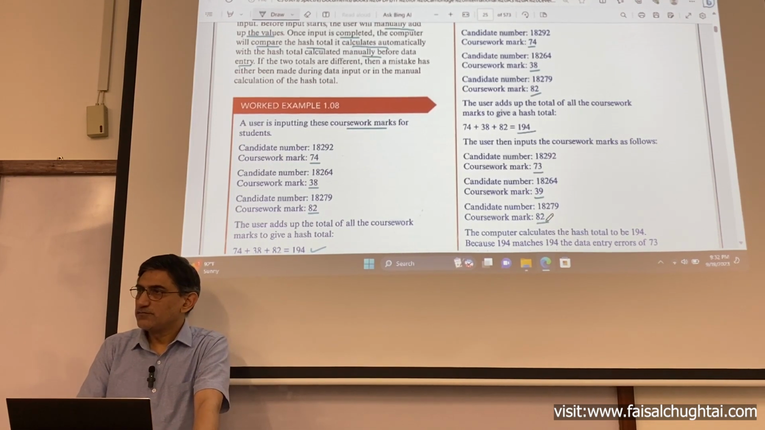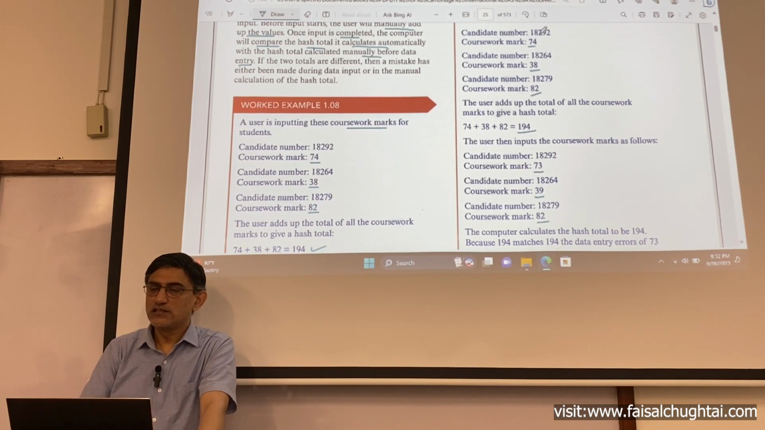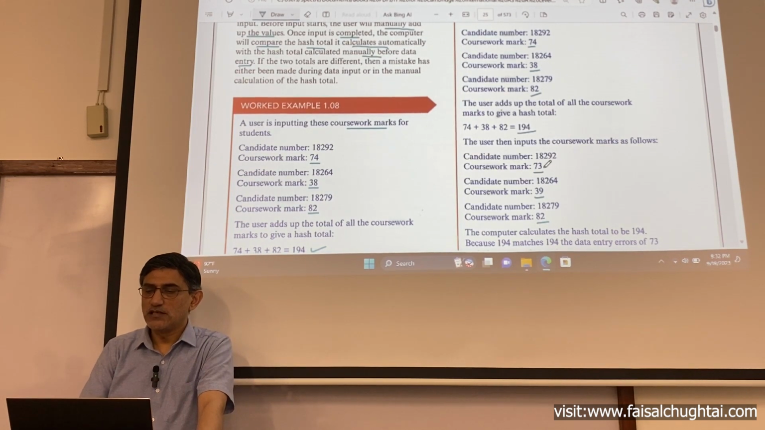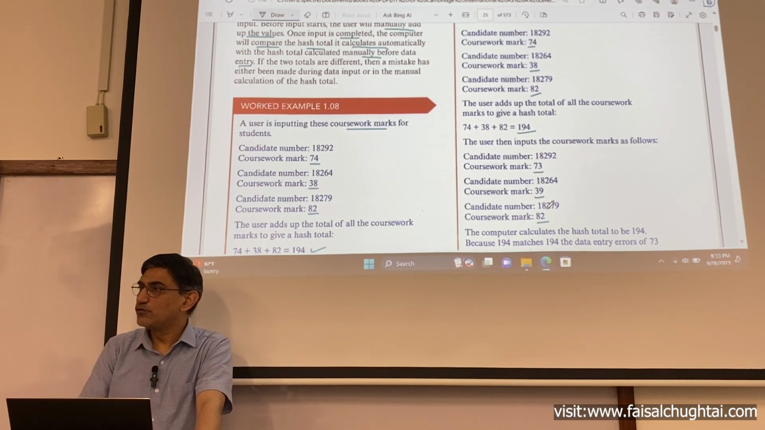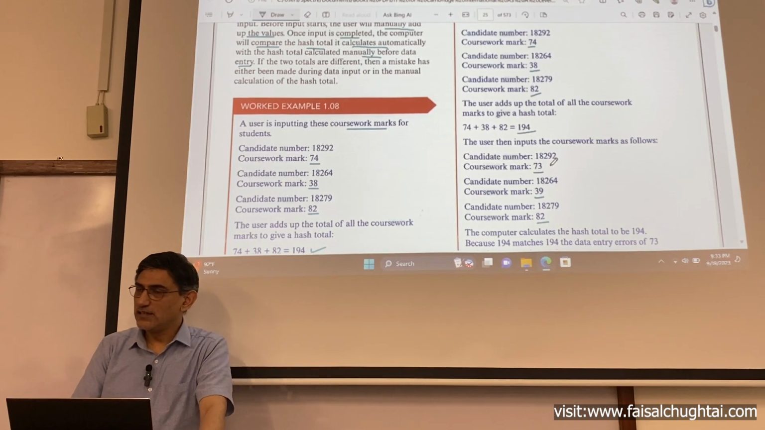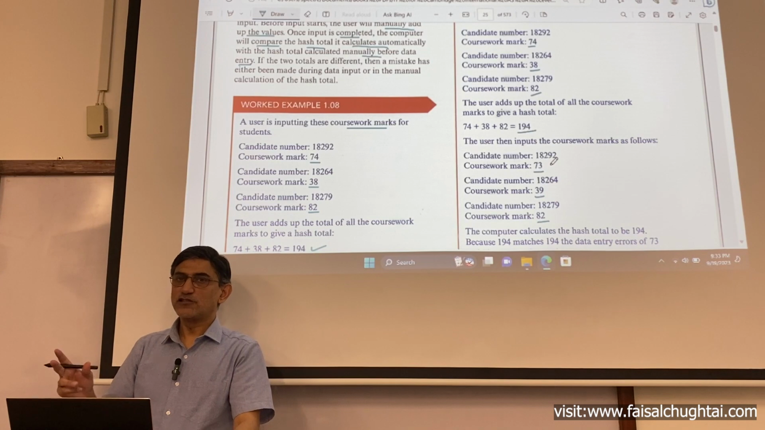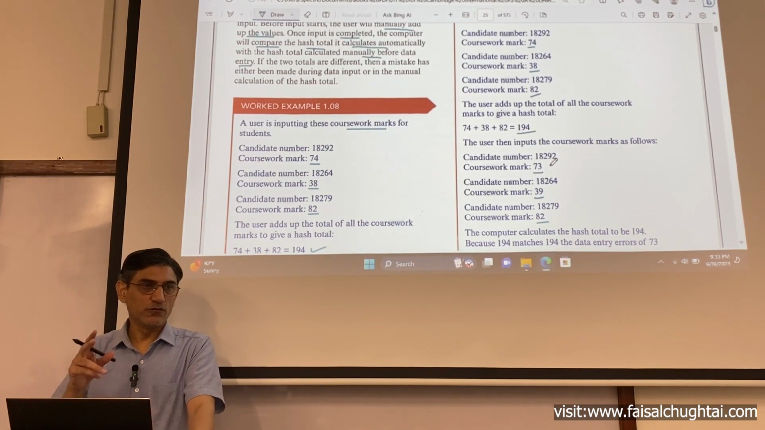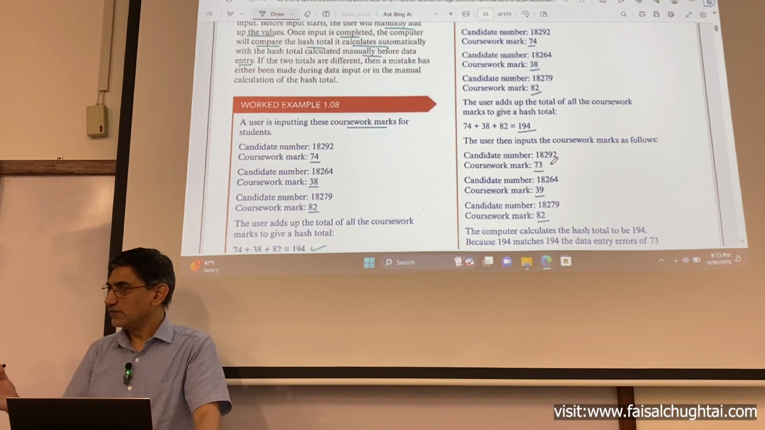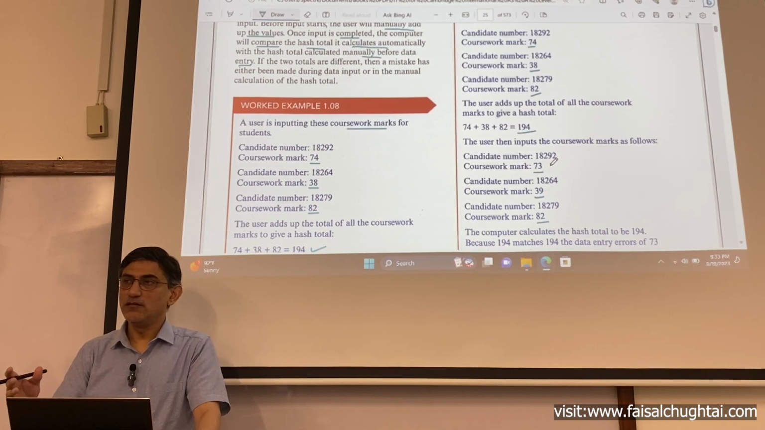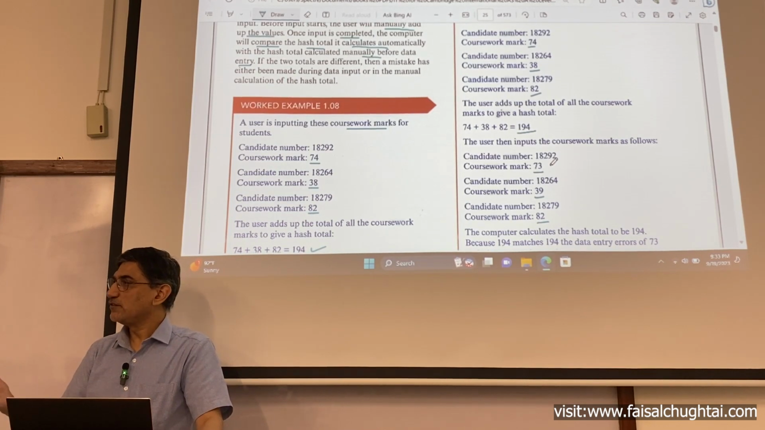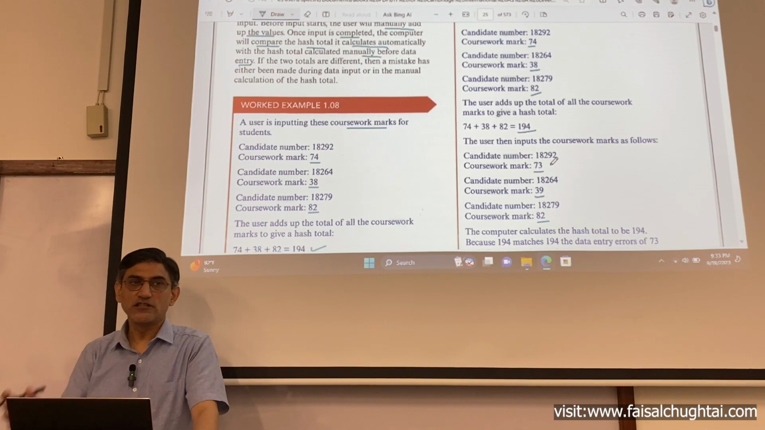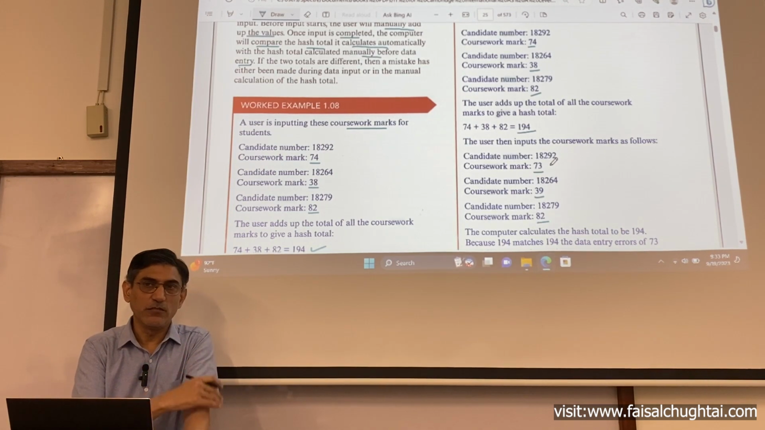What will happen here, anyone? Look at the marks: 74, 38, 82, 73, 39, 82. Won't the total of the two be the same, although there is an error? Yeah. So sometimes hash totals may not be able to find any error in the data if the total comes out to be the same, because the data changed in a way that resulted in the same total as the one that was initially calculated manually.